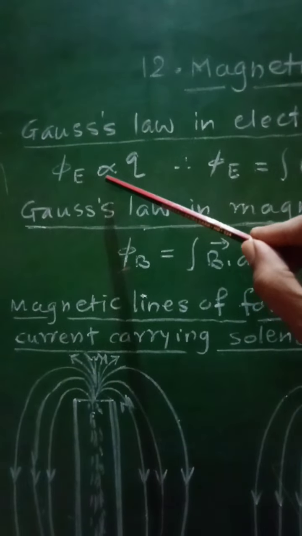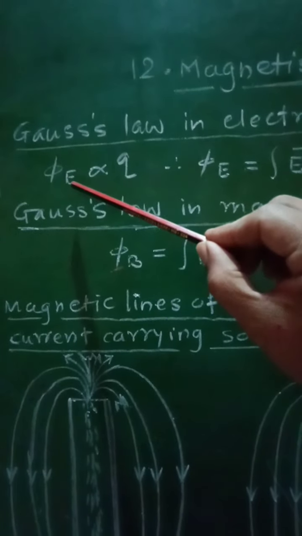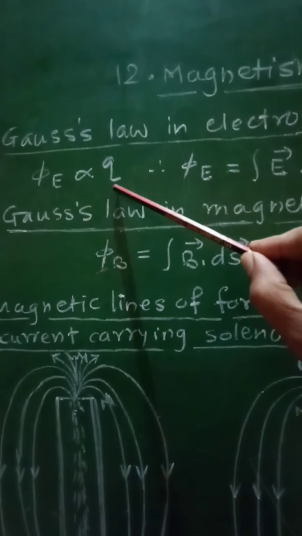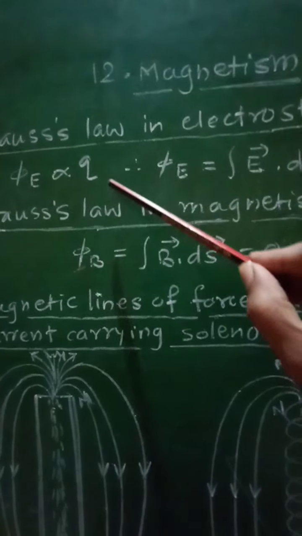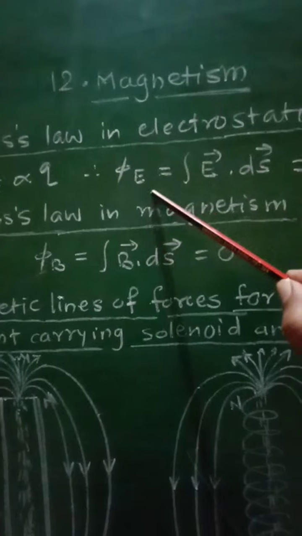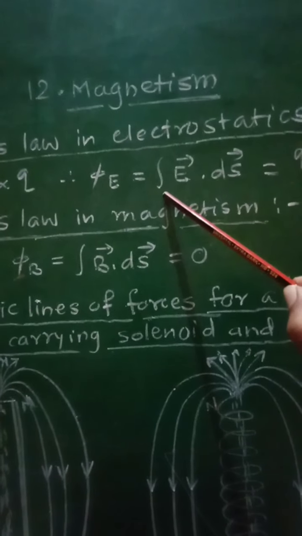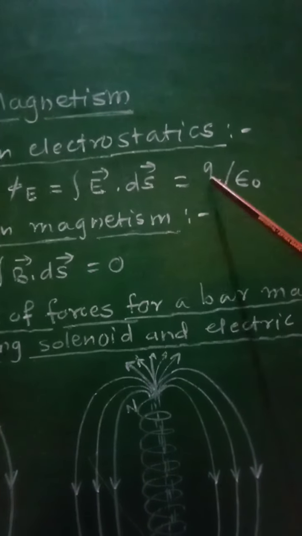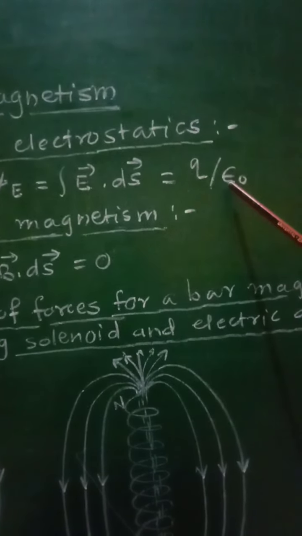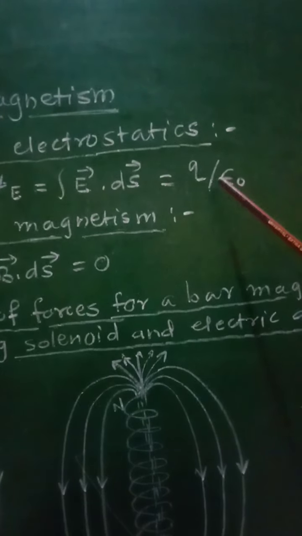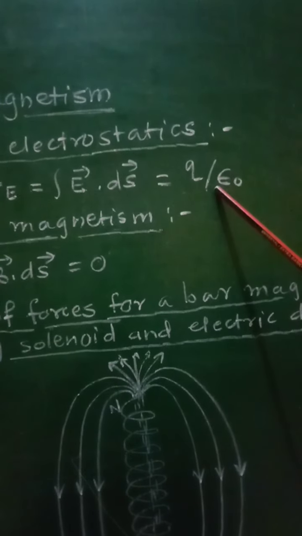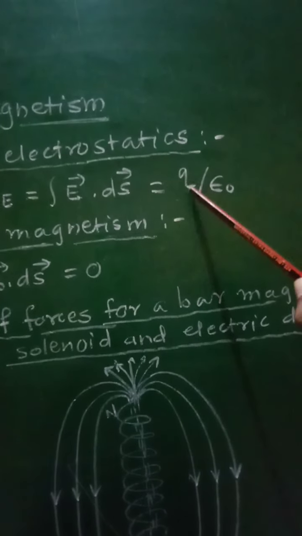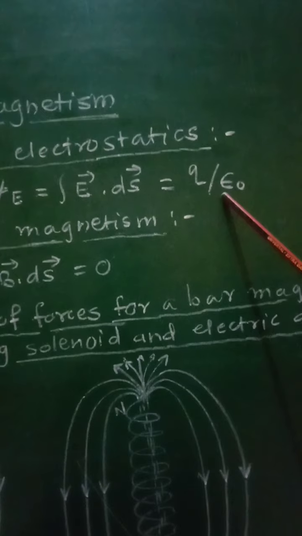according to Gauss law in electrostatics, the net electric flux phi E will be proportional to electric charge. Therefore, this phi E can be written as phi E equal to integration E ds, which is nothing but equal to Q upon epsilon 0. So according to Gauss law in electrostatics, the net electric flux phi E equals Q upon epsilon 0.